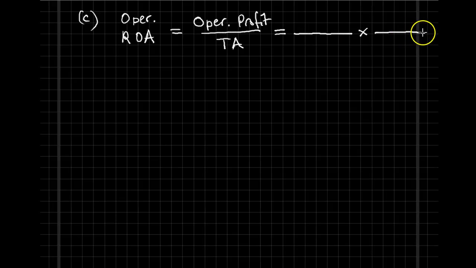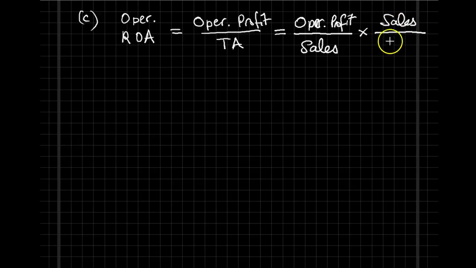I can rewrite this fraction as follows. I can write it as operating profit over sales times sales over total assets. Can I do that? Yes, of course I can, because sales will simply cancel out and all we will be left with is the first one. But then look at the first ratio. That's simply the operating profit margin. And look at the second ratio. That's simply your total asset turnover. This is your asset turnover.